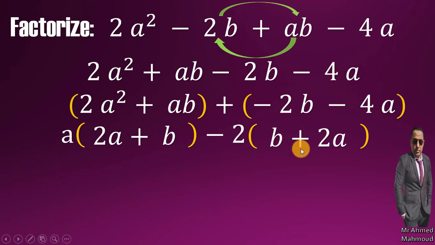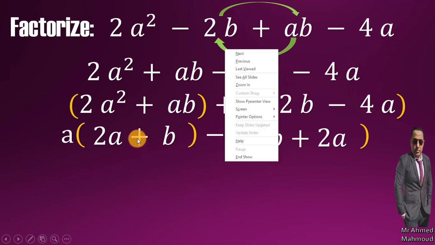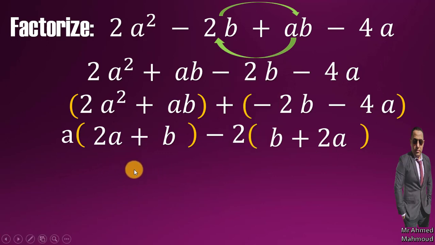Don't forget, negative 4 divided by negative 2 equals positive 2. Don't write down the negative. And here a drops down. By looking carefully, 2a plus b is exactly like b plus 2a, but the order is different, but they are the same bracket.